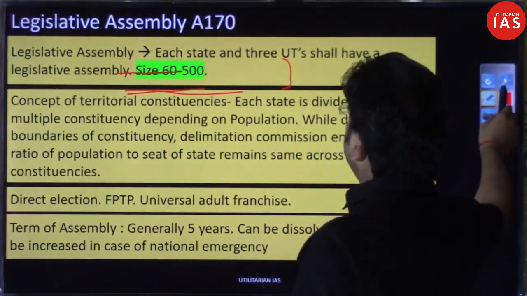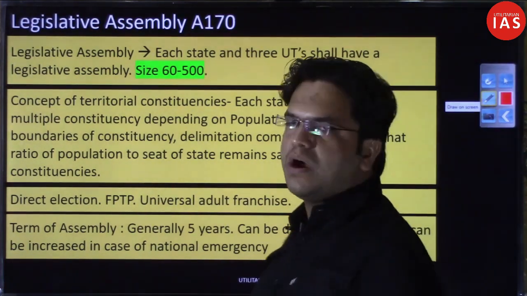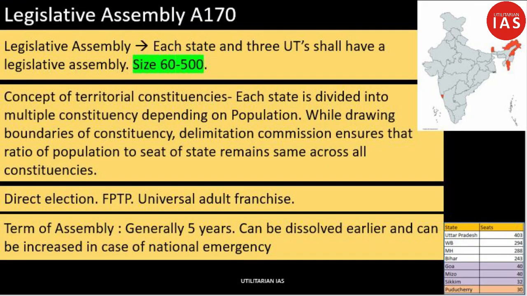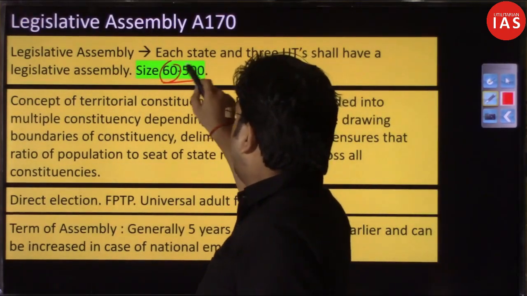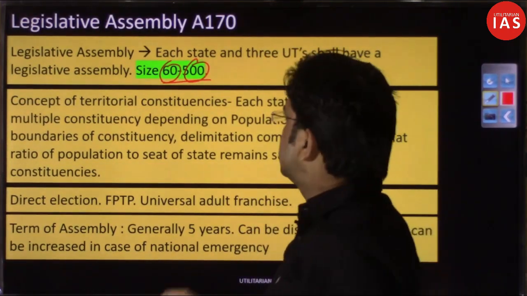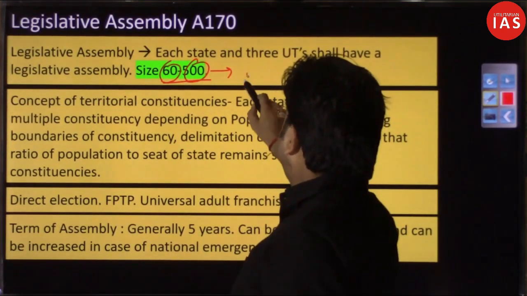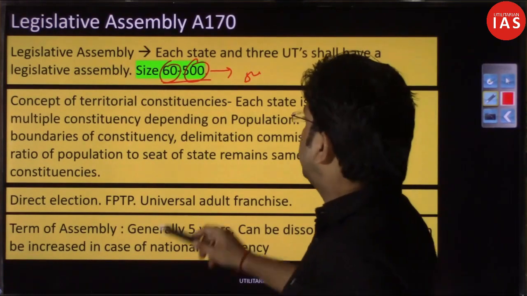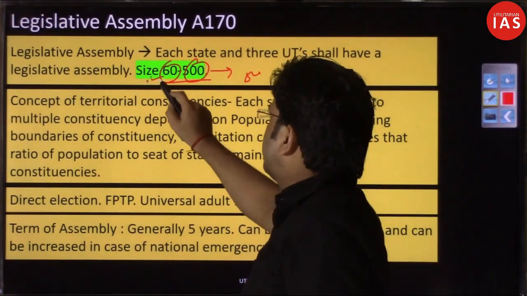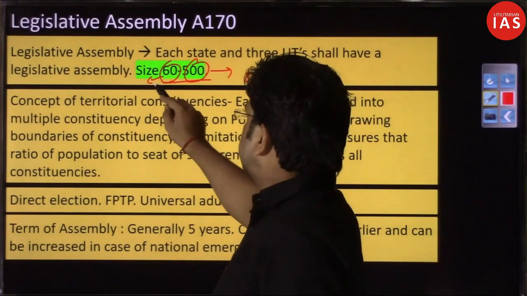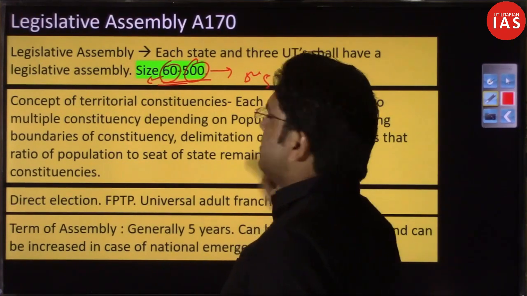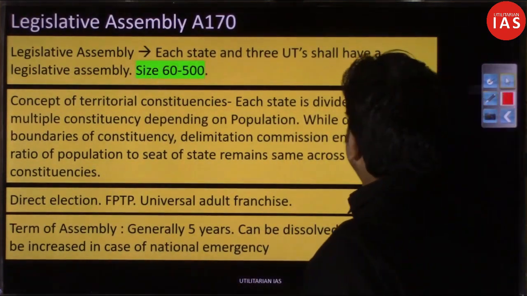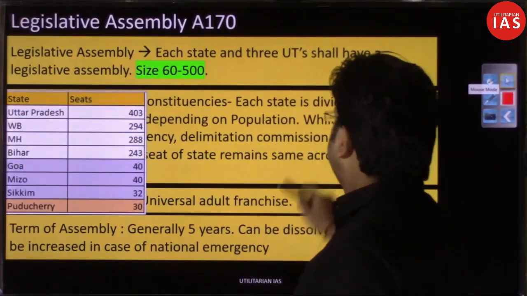Now we are entering the legislative assembly, the lower house at the state level. Article 170 talks about the legislative assembly in the state, and the size of the legislative assembly in different states can vary from 60 to 500. So the maximum size of any legislative assembly can be 500 and the minimum size can be 60. Although as far as minimum size is concerned, there are 5 states, like Goa, Sikkim, Arunachal Pradesh, which do not follow this rule of 60 to 500. So these are 5 states.